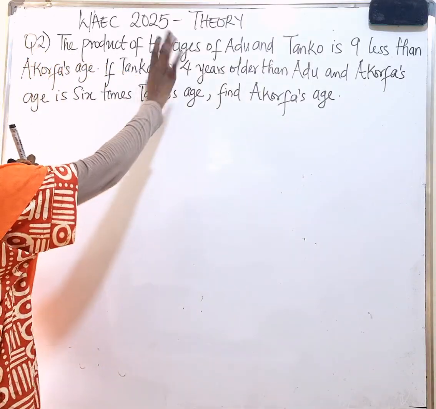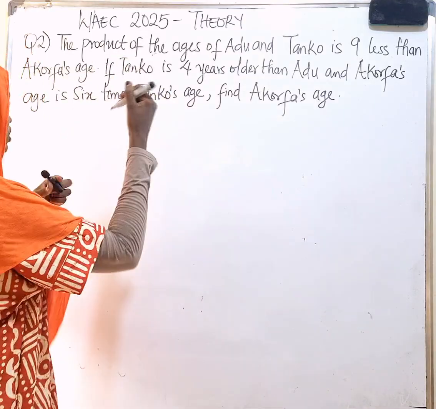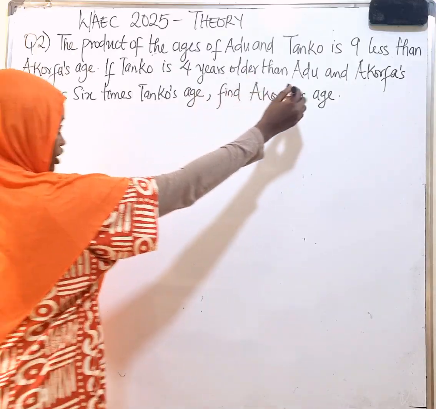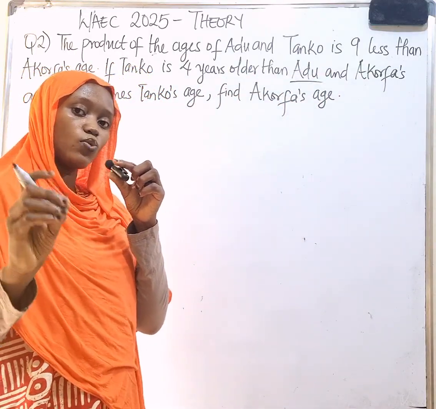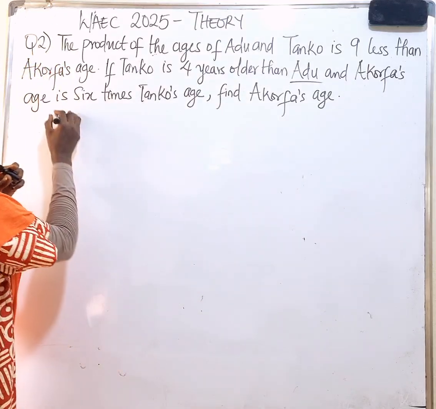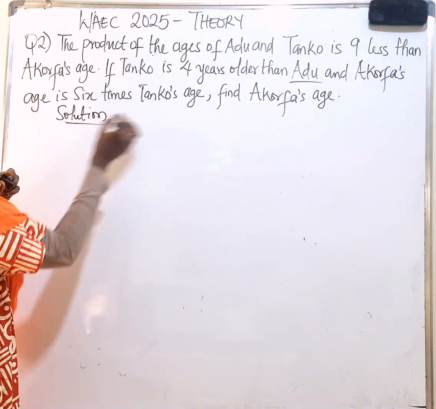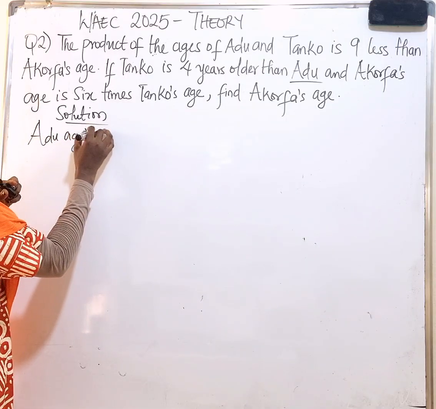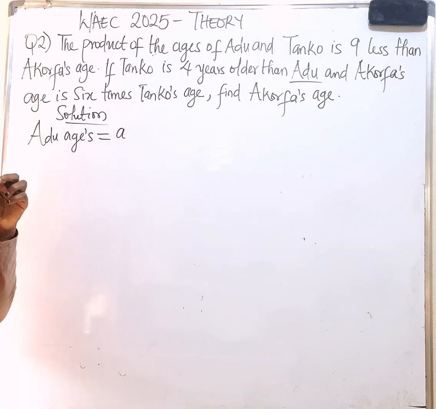We're going to ignore the first statement for now and move on to the second statement, which says if Tanko is 4 years older than Adu. So there are three persons in this question: Adu, Tanko, and Akofa. Looking at this, we do not know the first child, Adu's age. So let's give Adu's age any letter. Let's make Adu's age equal to A, right?